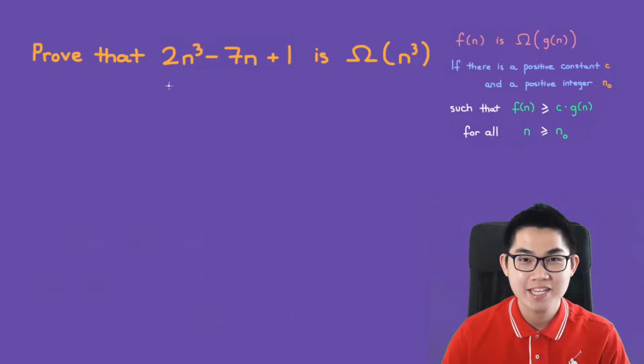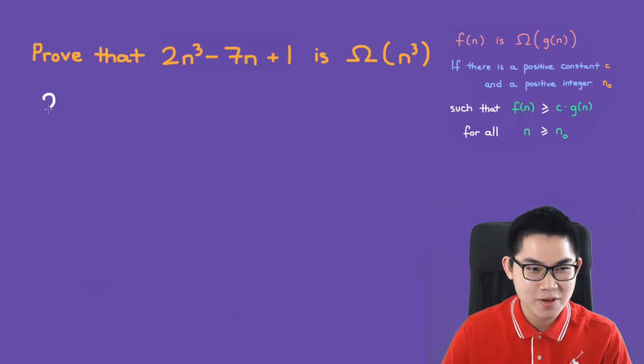Prove that 2n to the power of 3 minus 7n plus 1 is big omega of n to the power of 3. So why don't you pause this video and try this problem, and then we'll go through the solution together. Are you ready?